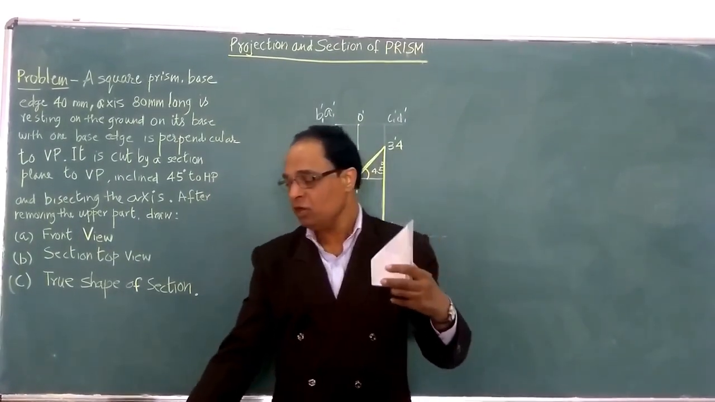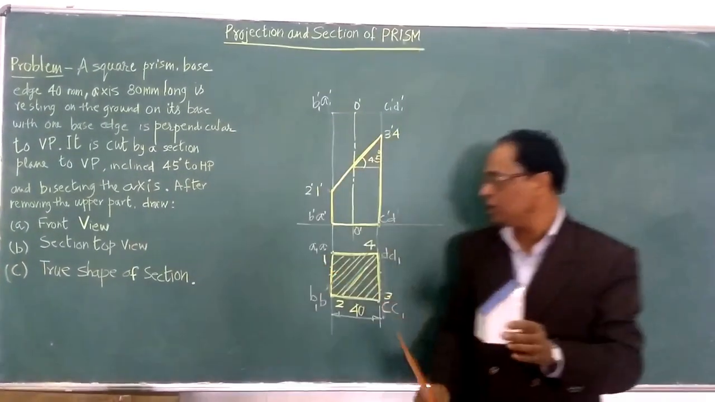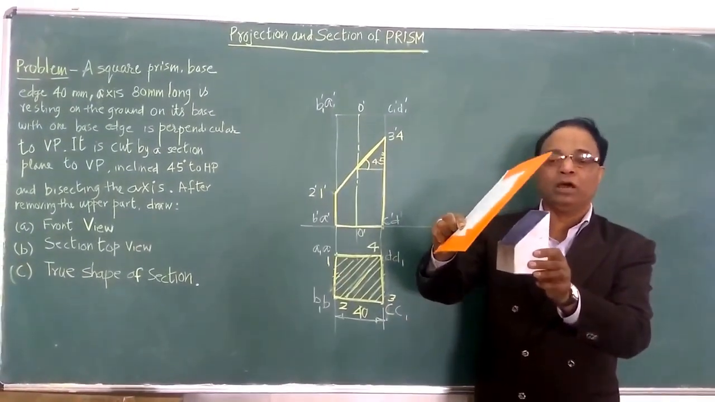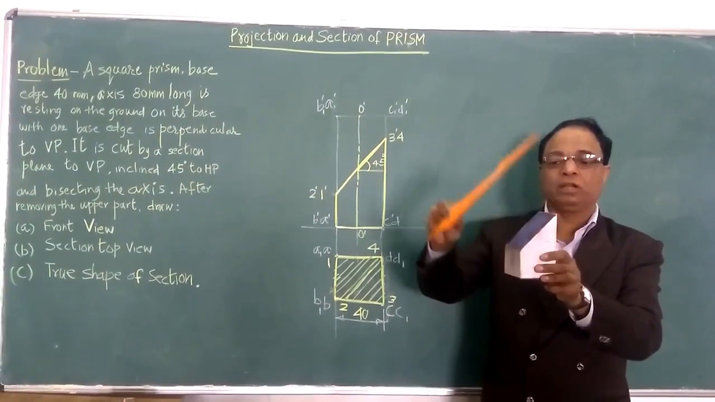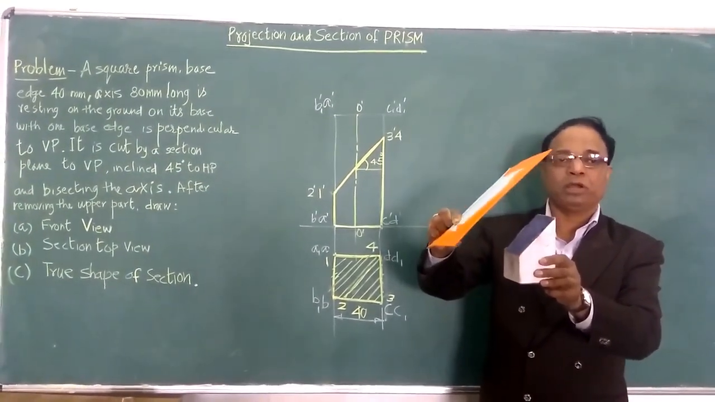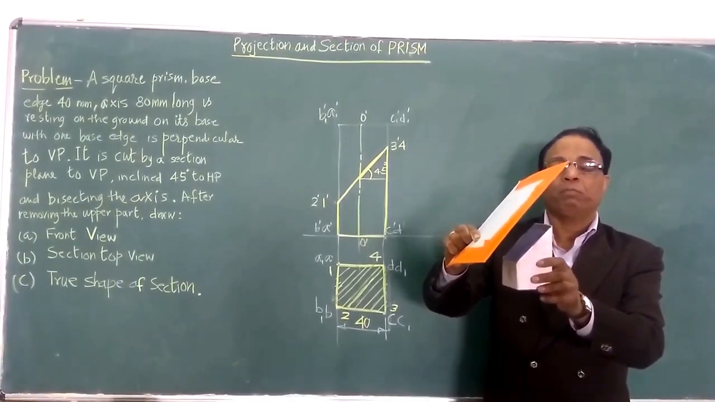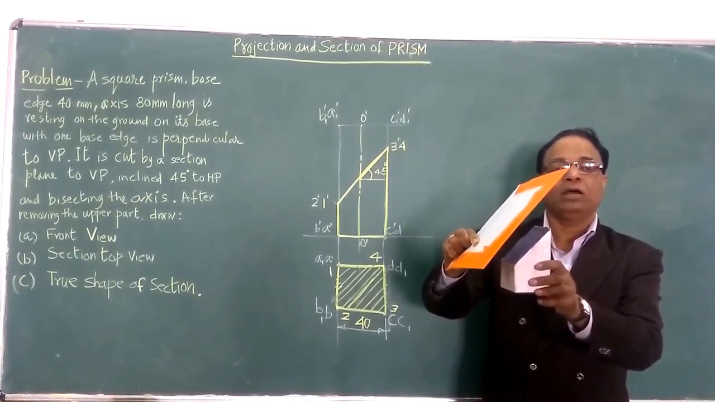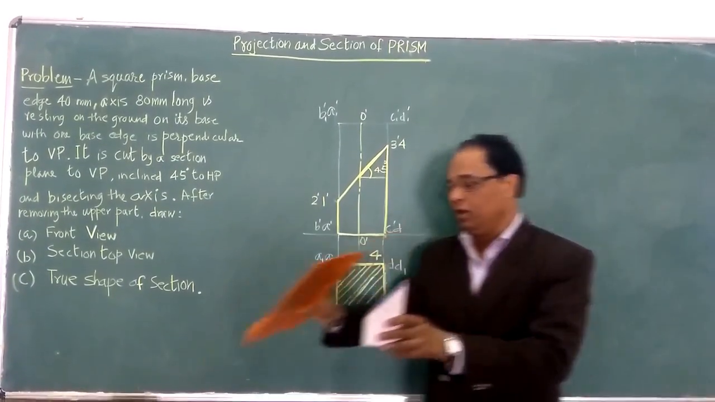To find the true shape of the section, we put an auxiliary plane parallel to the plane of cutting section, cutting part. We put a parallel plane, auxiliary plane, and project the cutting section to the auxiliary plane.